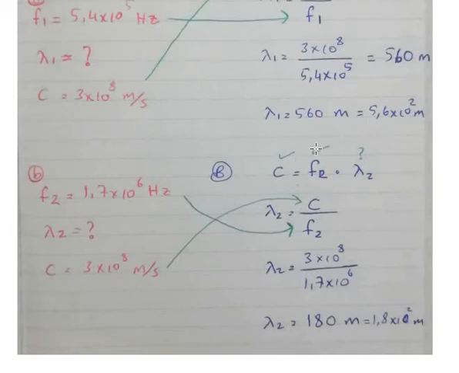So we will write the rule again. C is equal to F2 times lambda 2, the original rule, but we want to find lambda here. F and C are known, that's why we are going to change the rule. So lambda 2 is equal to C over F2, wavelength equal to speed of light over the second frequency. By replacing instead of C 3 times 10 to the power 8 and instead of F2 1.7 times 10 to the power 6, and dividing those numbers we get the result of 180 meters, or as it's written in your book, 1.8 times 10 to the power 2 meters. That is the result of sample problem 5a.